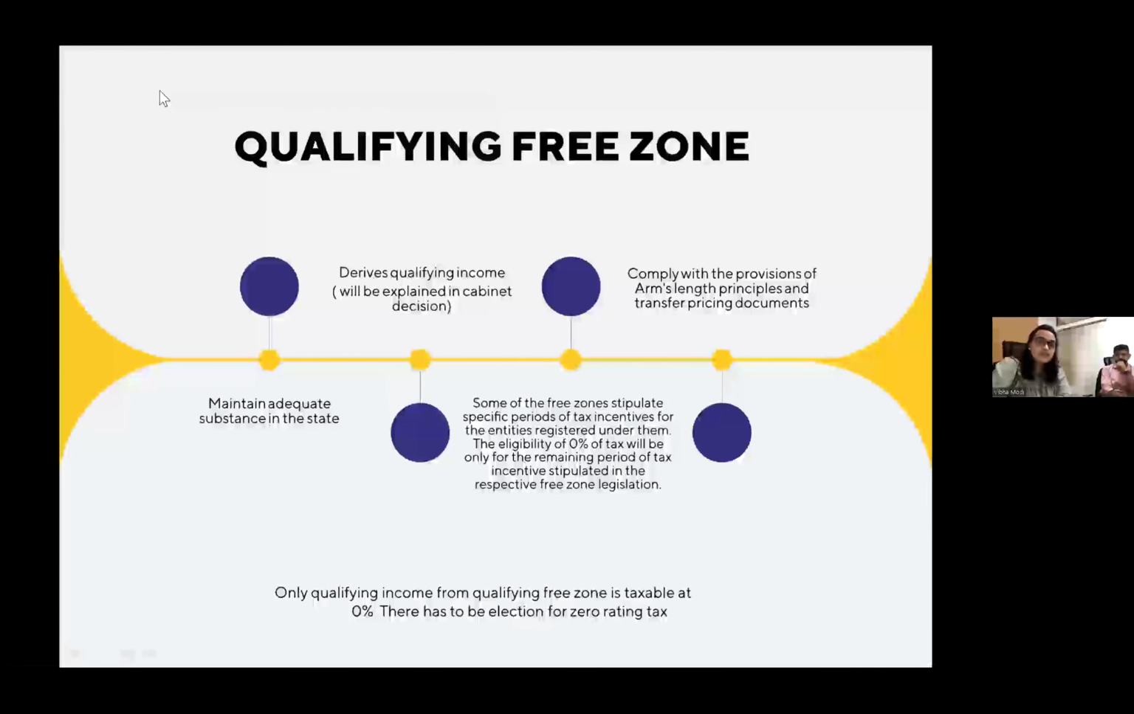Now let's come to the biggest exemption which we are awaiting, which is the free zone exemption. As I mentioned, free zone income is exempt only for the qualifying income in a qualifying free zone.